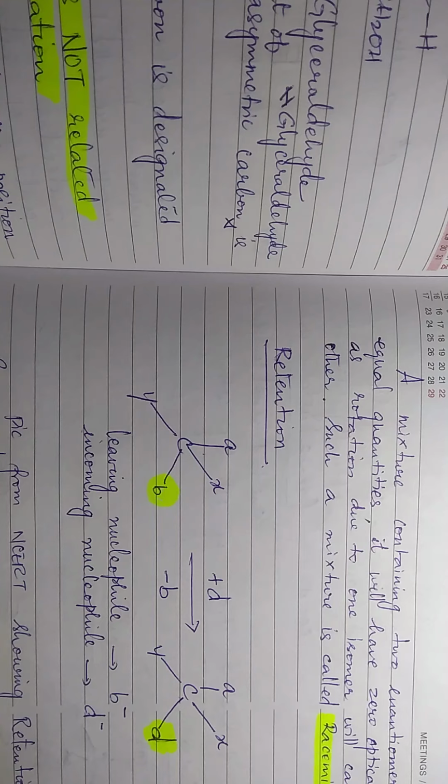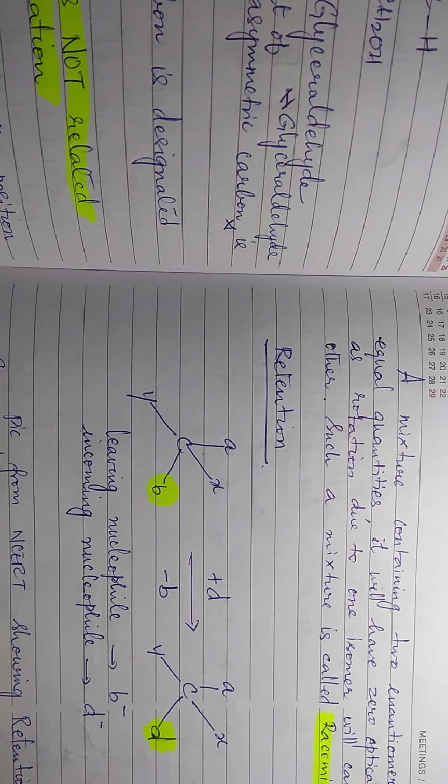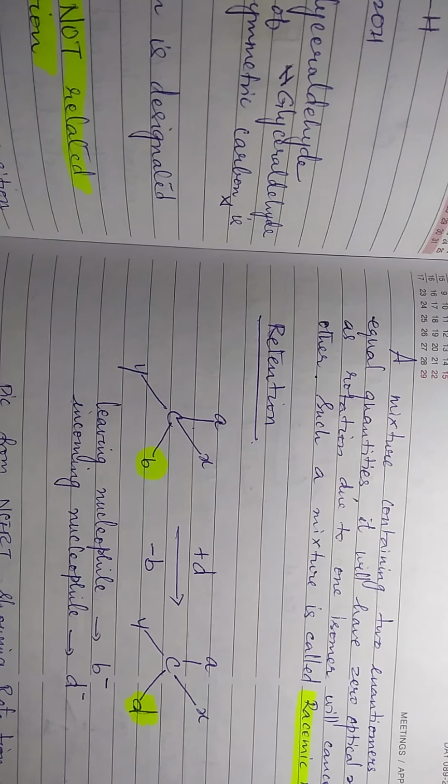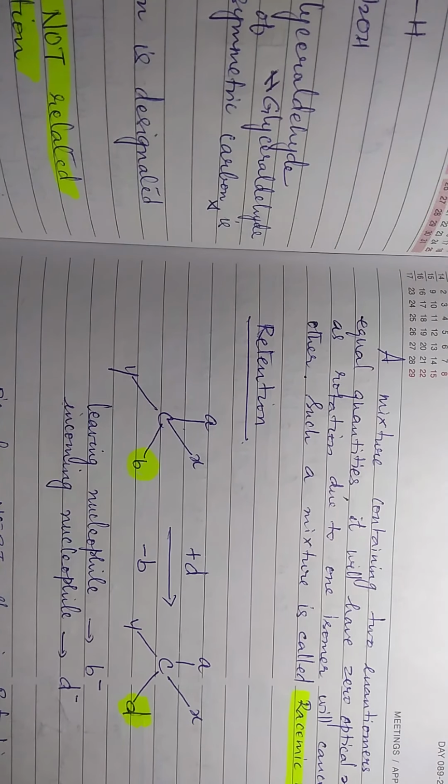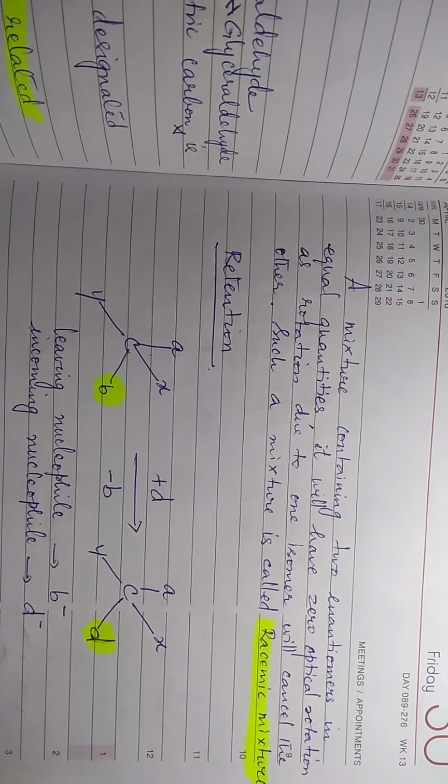Now a mixture of two enantiomers in equal quantities will have zero optical rotation because rotation due to one isomer will cancel that of the other. Such a mixture is called racemic mixture, a mixture containing two enantiomers in equal quantities. It will have zero optical rotation, and such a mixture is called racemic mixture because one isomer will cancel the rotation of the other.